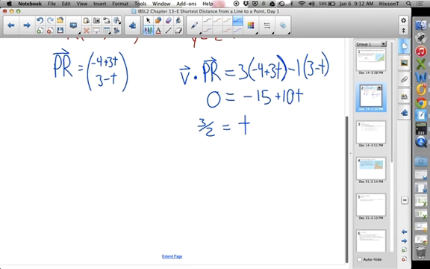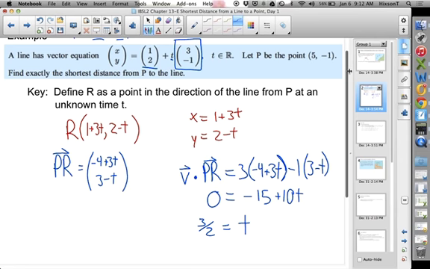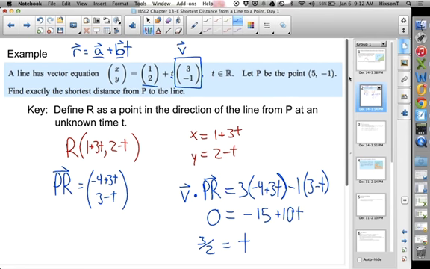Where did you get the 3 and the negative 1? I got the 3 and the negative 1 because we want to find the dot product between the velocity vector of the line, the direction of the line. So you just ignored the initial position. Yeah.